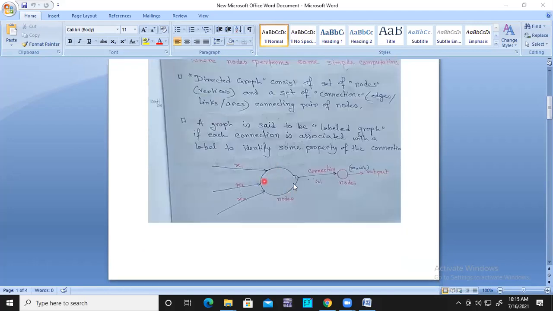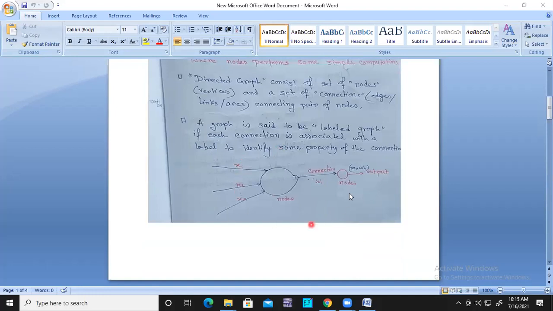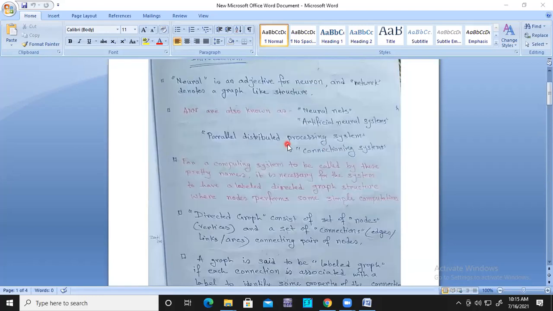Neuron is just like these nodes, and the network is comprised of these links and connectors. Okay, links and connections. So it is the main difference between other networks and a neural network. So guys, from this discussion, I hope you can get a basic idea regarding the neural network, or the artificial neural system.